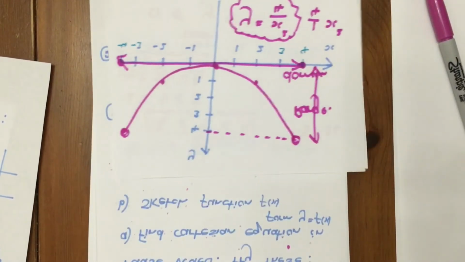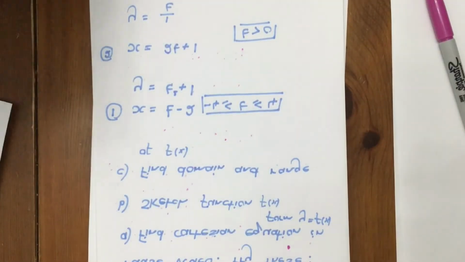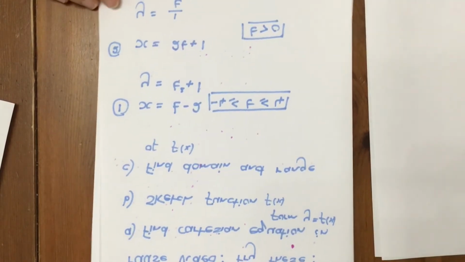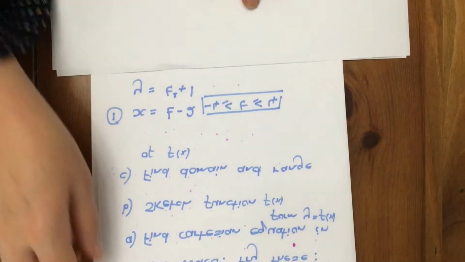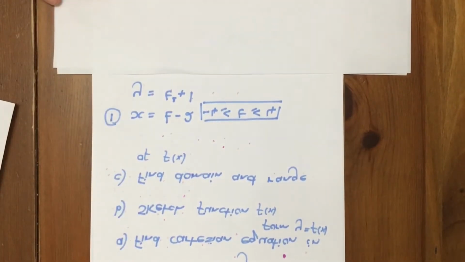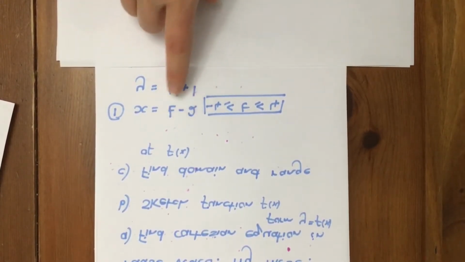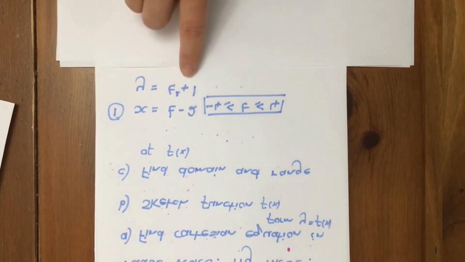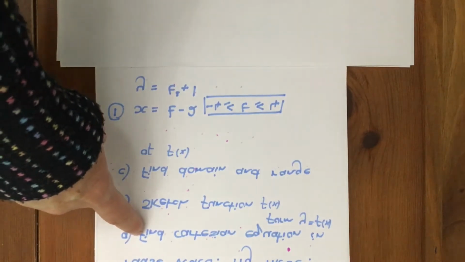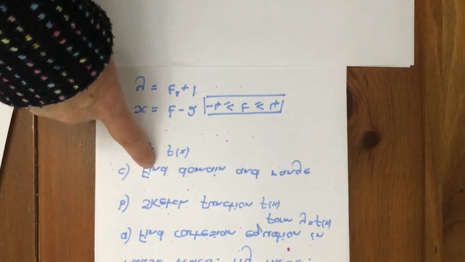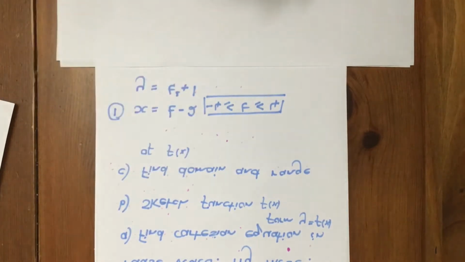So we're going to do a couple more questions now, very similar to that. The first one I'd like you to have a go at doing, and then I'll go through it after you've had a go yourself. So I want you to look at these two parametric equations connecting x and y. I'd like you to find the Cartesian equation, sketch the function, and find the domain and range. So I'd like you to pause the video now and have a go at doing that.